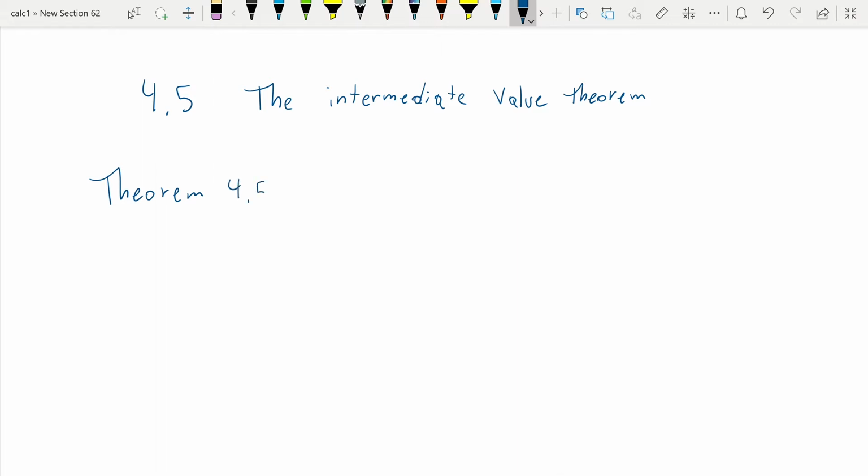This is known again as the intermediate value theorem. And there are multiple proofs of the theorem. All of them, of course, make use of the continuity, which is one of the hypotheses.